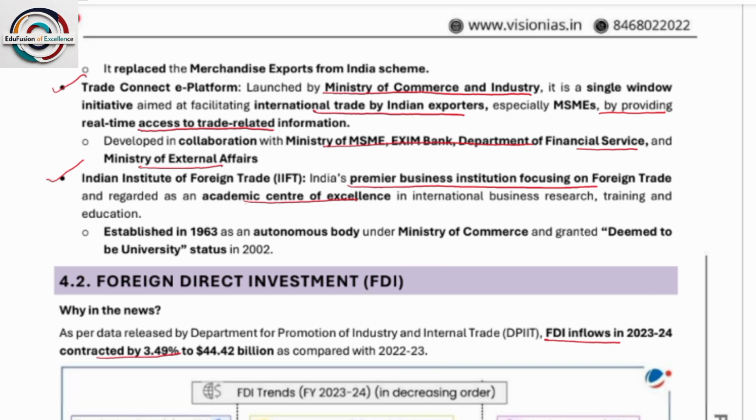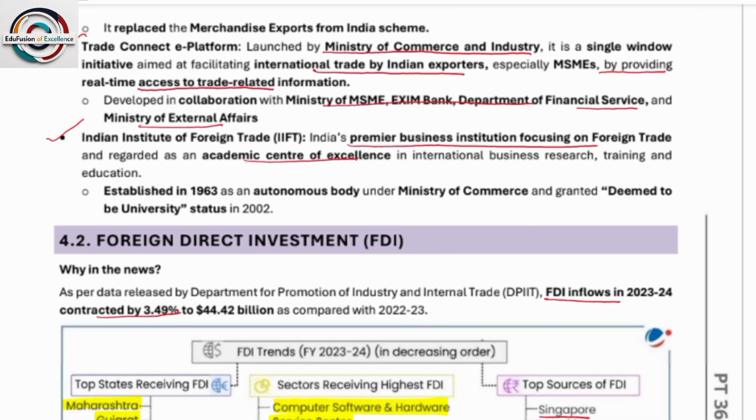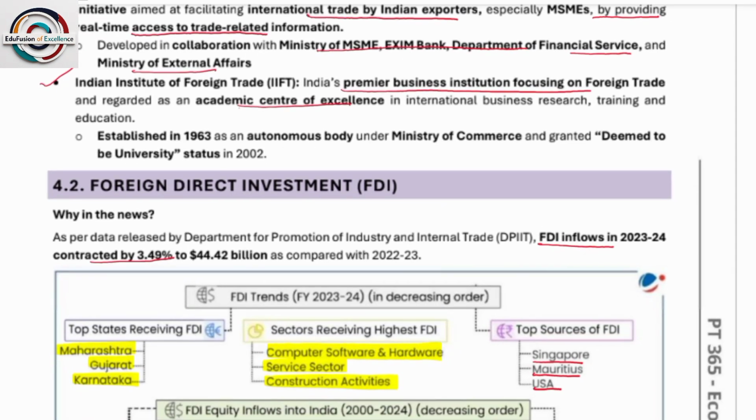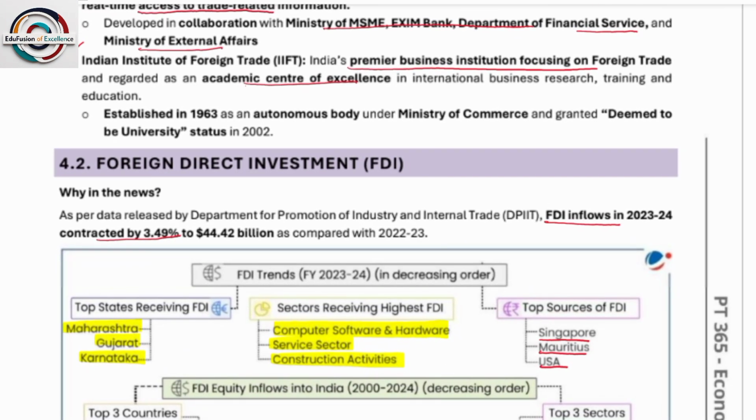Trade Connect e-platform. What is that? Launched by the Ministry of Commerce and Industry, it is a single Indian initiative aimed at facilitating international trade by Indian exporters, especially MSMEs, by providing real-time access to trade-related information. Next, Indian Institute of Foreign Trade: India's premier business institution focusing on foreign trade and regarded as an academic center of excellence.